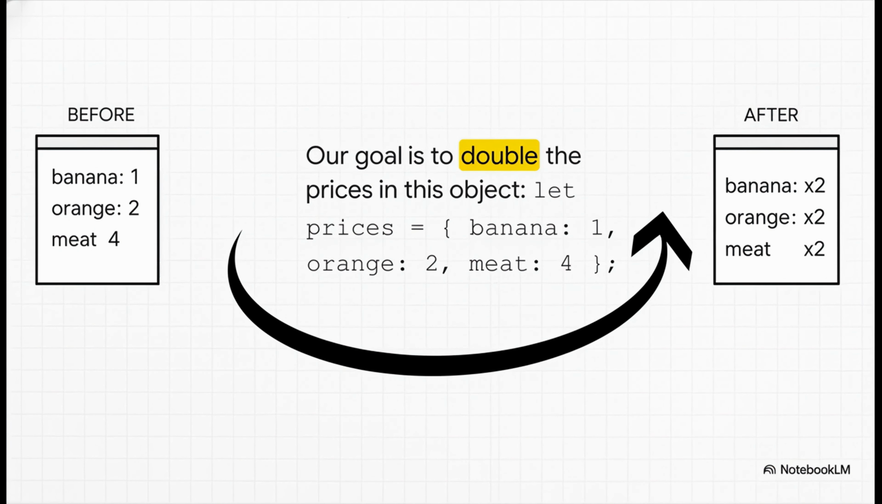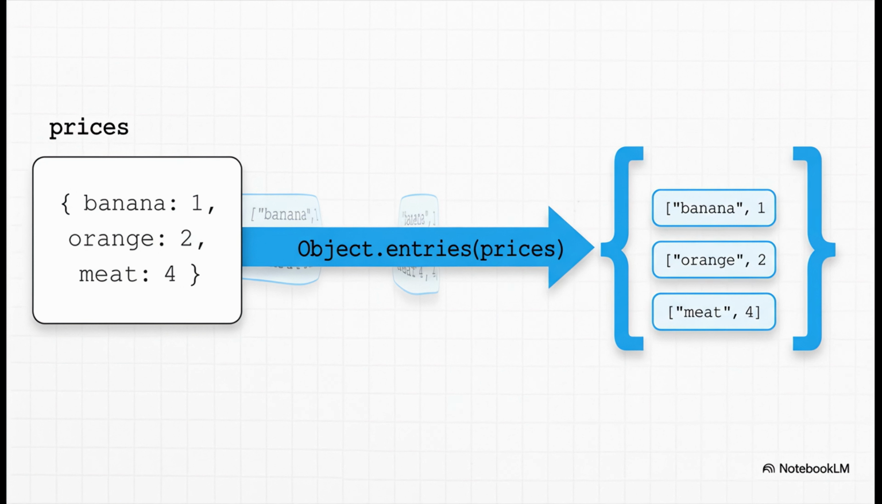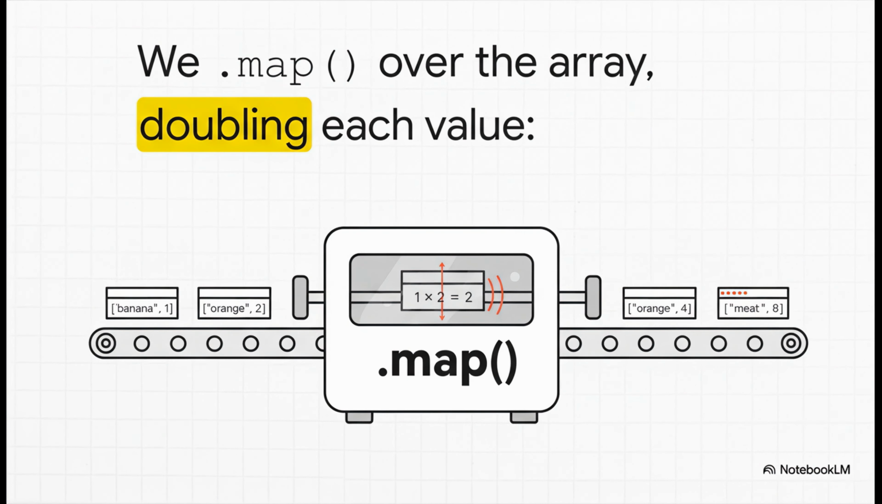Let's walk through a real example. So say we've got this prices object. Our goal is simple. Create a new object where every single price is doubled. Okay, step one, we run Object.entries on our prices object. And just like we saw, it turns it into this nice clean array of key value pairs that we can actually work with.